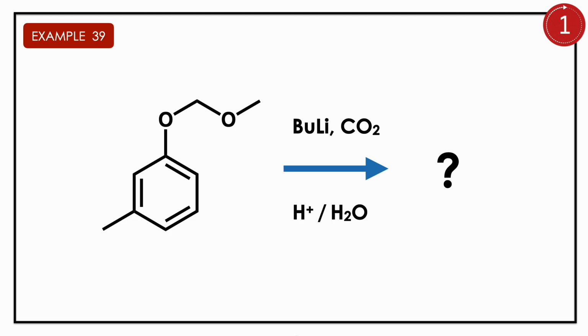Then the next example: you have benzene with an ether and a methyl on the side chain. You are reacting with butyl lithium, carbon dioxide and acidic hydrolysis. You should find what will be the final product.